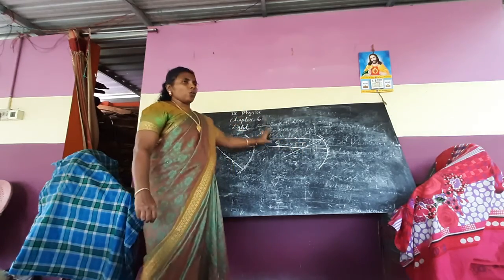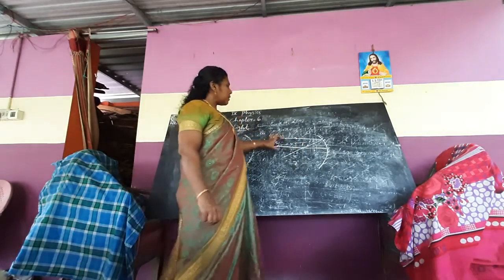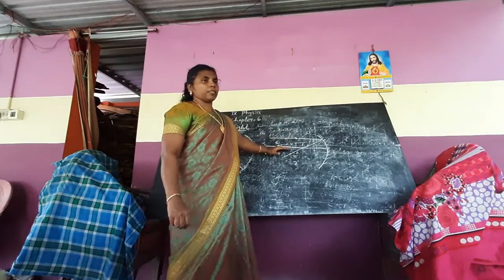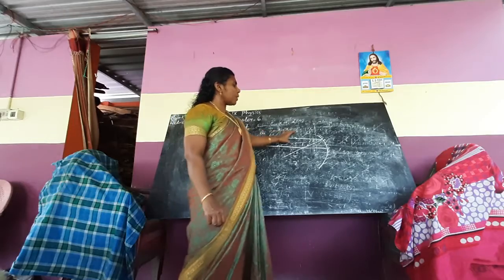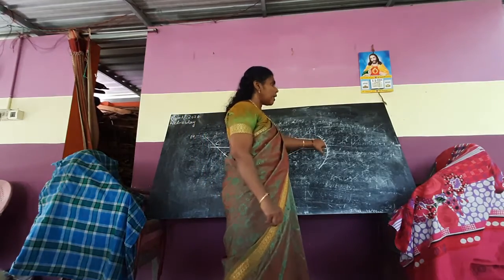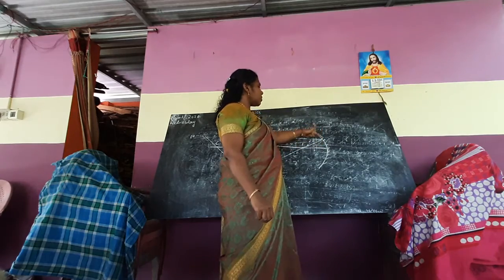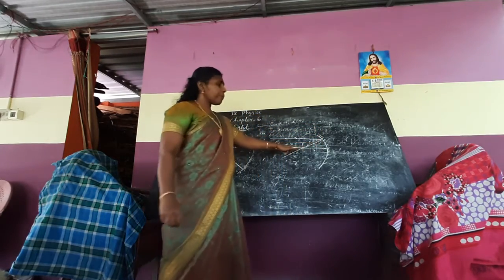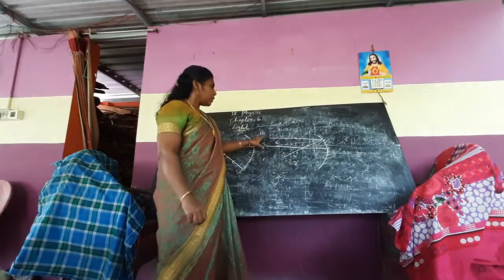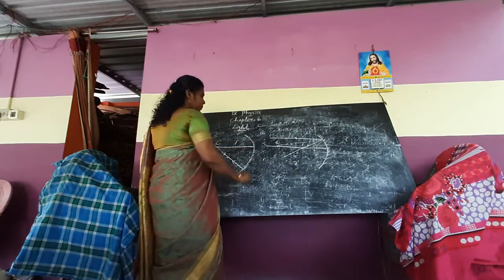Now this is the second rule: a ray parallel to the principal axis that falls on a concave mirror, after reflection, passes through the principal focus of the concave mirror. Okay, this is the second rule.